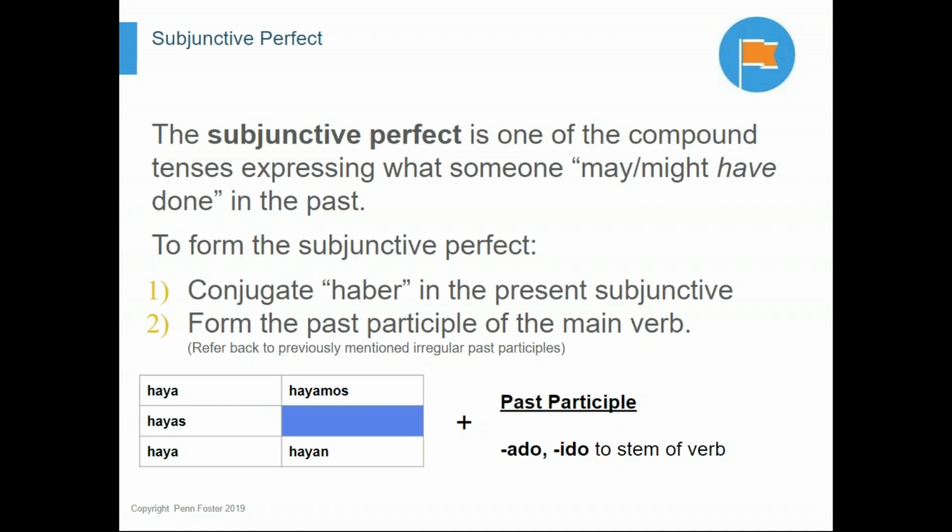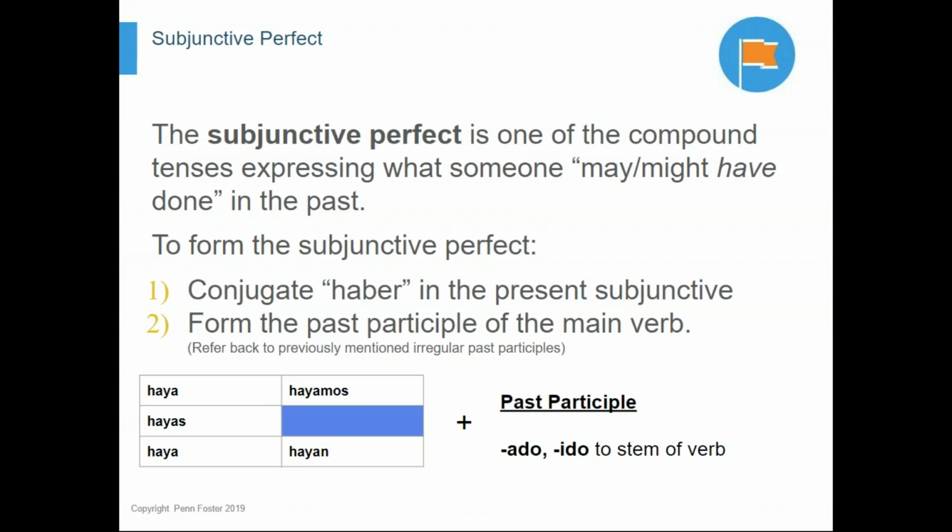And to form that, you would have to conjugate haber to its present subjunctive form, which is shown on the bottom left: haya, hayas, haya, hayamos, and hayan. That means I may or might have, you may or might have, etc. And then you would form the past participle of the main verb.